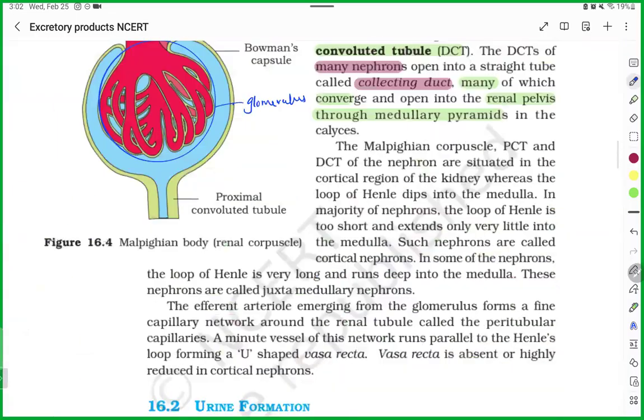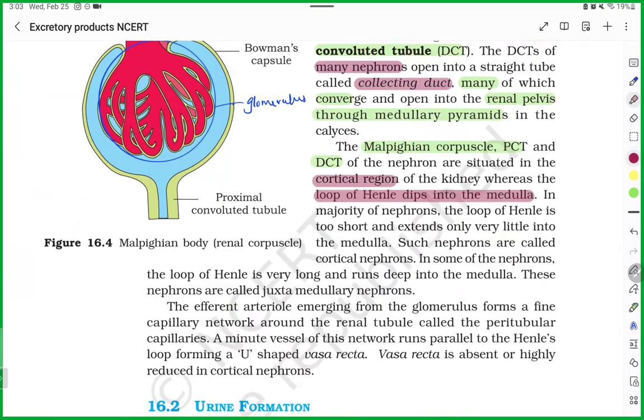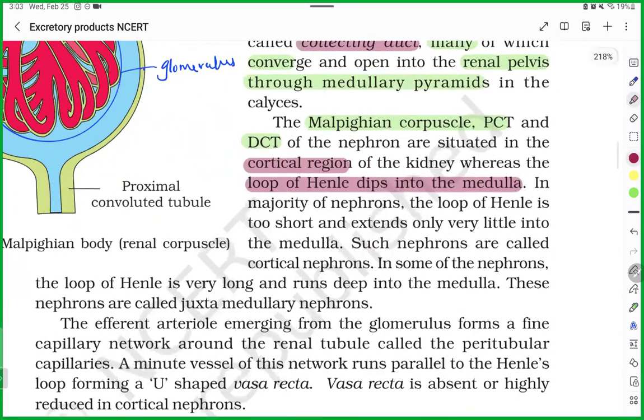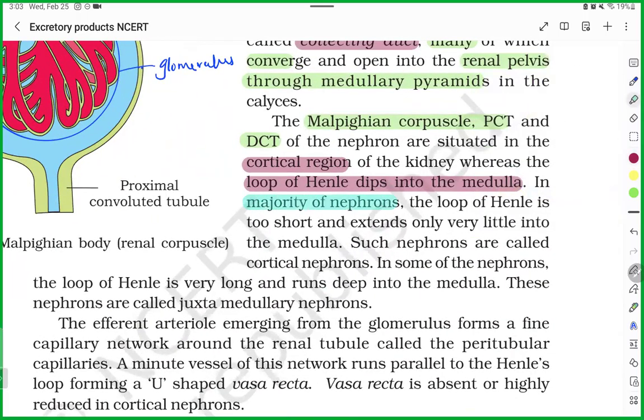Then the Malpighian corpuscle, PCT and DCT are all situated in the cortex part of the kidney, while the loop of Henle is present deep in the medulla. If you see the nephrons, in the majority of nephrons you will see the loop of Henle is very short and very little present in the medulla. Such nephrons are known as cortical nephrons. So cortical nephrons are the majority and have a short loop of Henle.